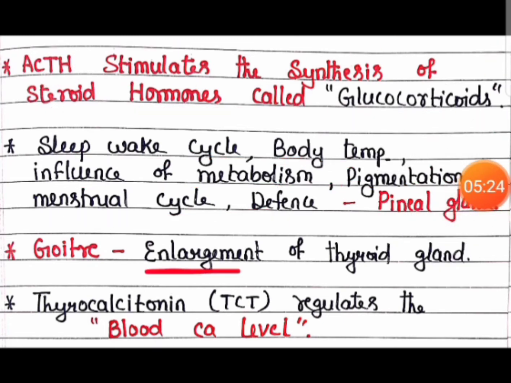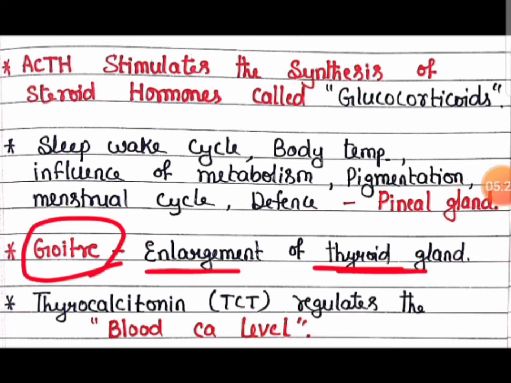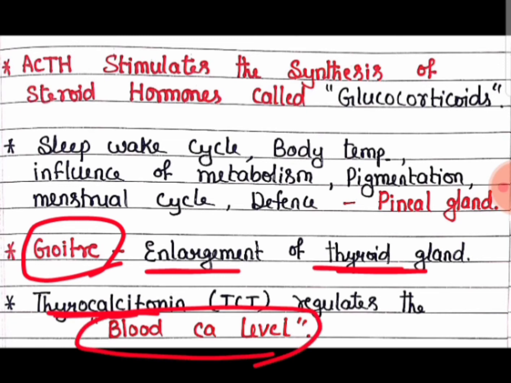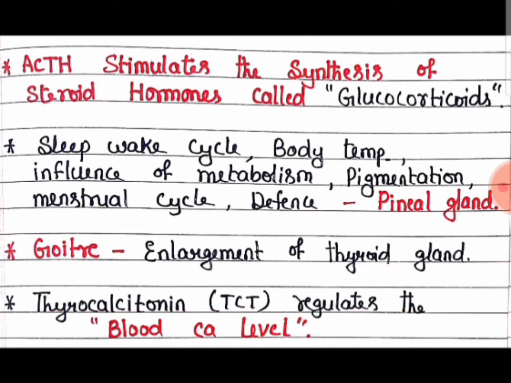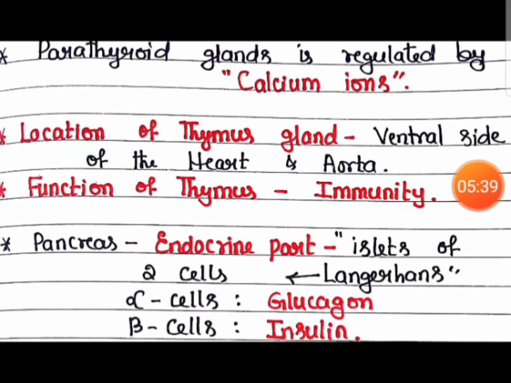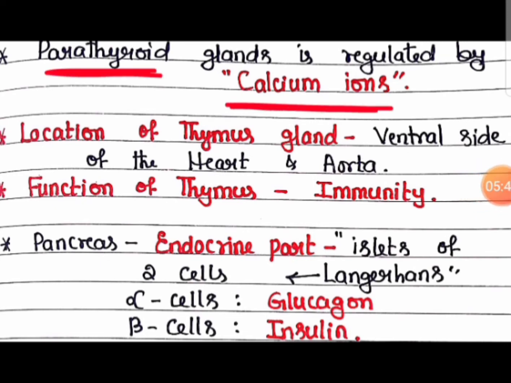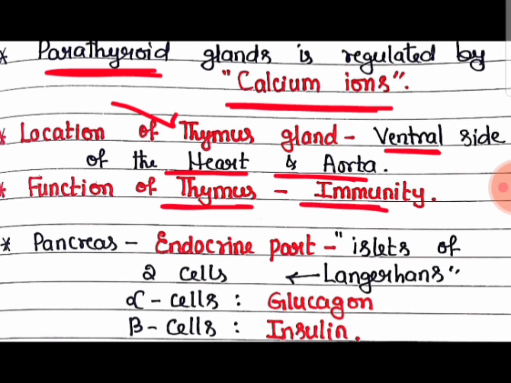Then enlargement of the thyroid gland is called goiter. Then the hormone thyrocalcitonin regulates blood calcium level. And parathyroid hormone is regulated by calcium ions. The location of the thymus is the ventral side of the heart and aorta. And the function of the thymus is to maintain immunity.